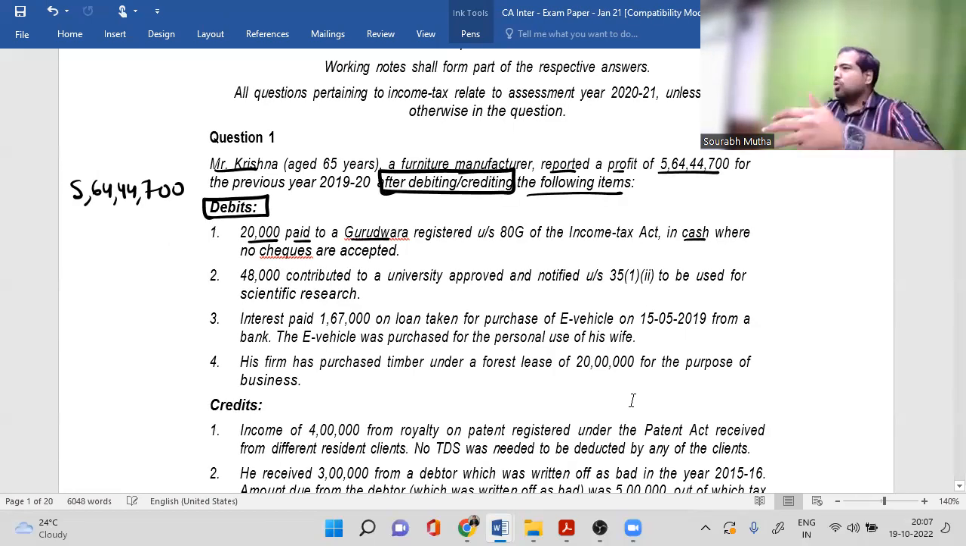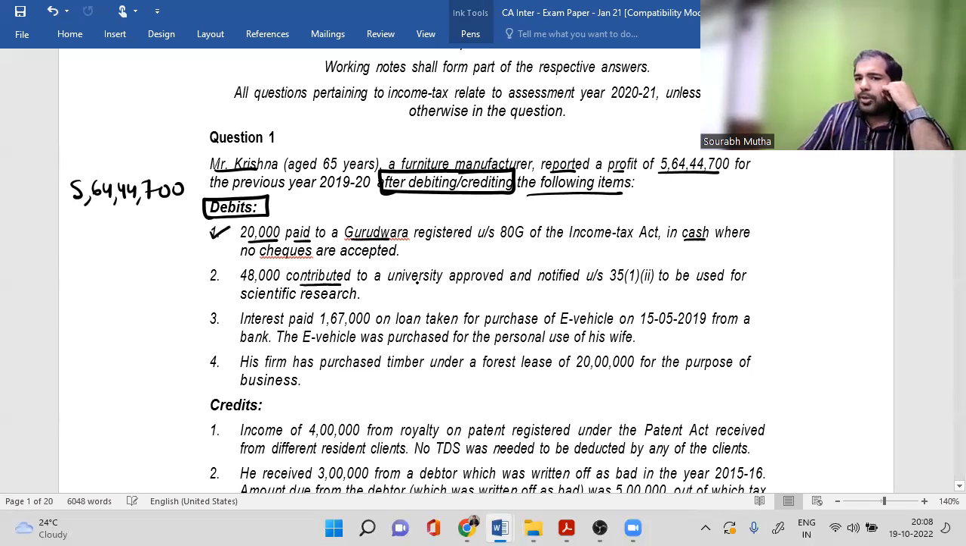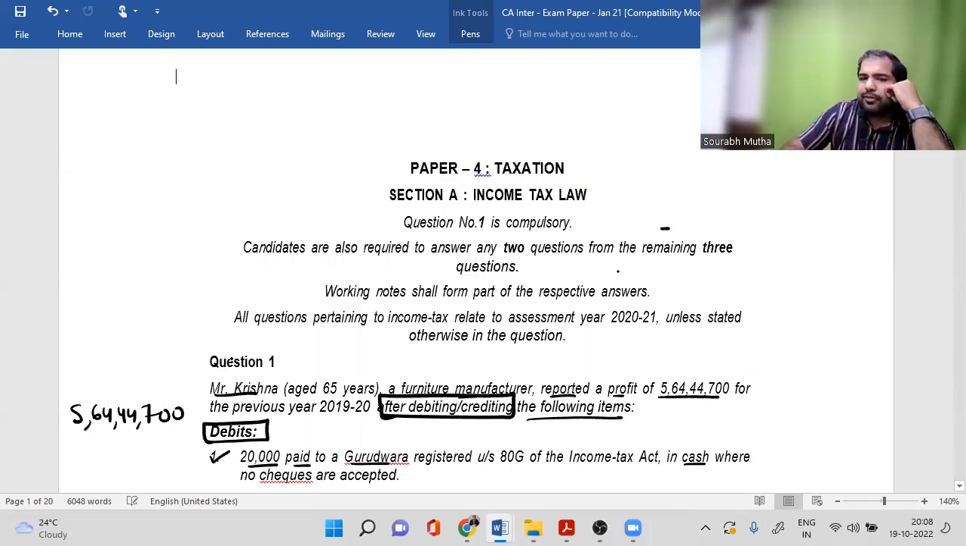And where will this go, guys? See, donations to Gurudwaras, etc. are allowed, but in the deductions chapter. So we'll take it right in the end. We haven't done that chapter right now, but I'm just telling you, pull him and put him in the right place.